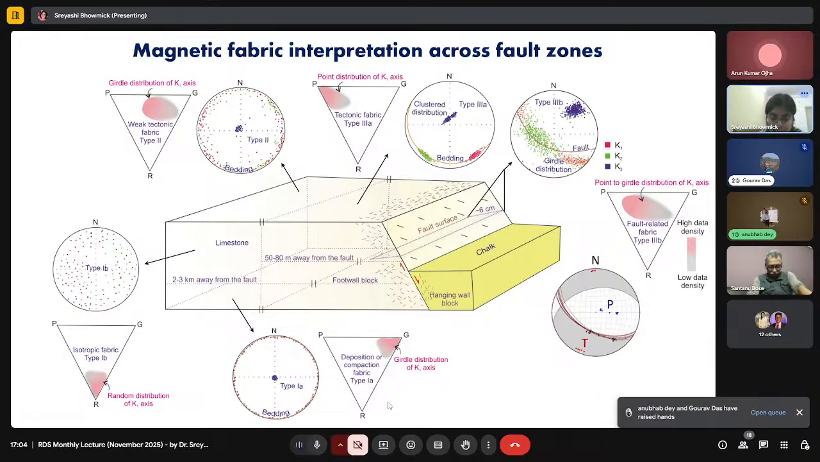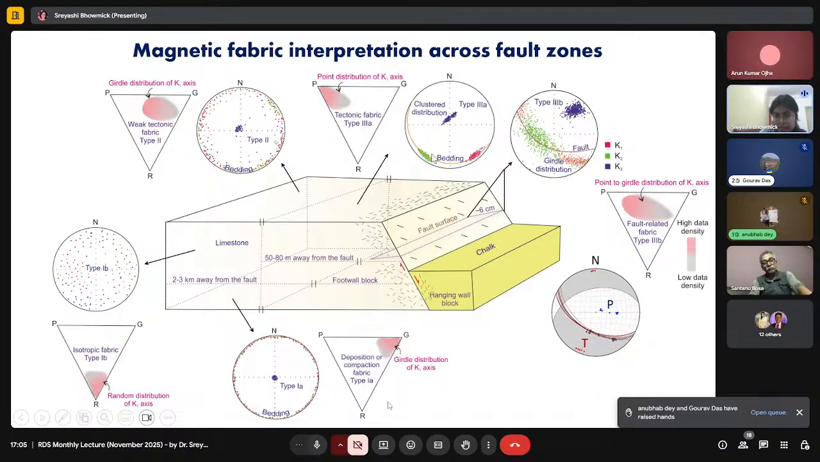So overall, this kind of AMS axis distribution can help us understand how the strain field is varying. Okay. I got confused because the second measurement, between your 50 to 80 meters, you have shown the same girdle distribution. But this is beyond your dimension, right? You are talking about this one? No, the second one. Yeah, this one.